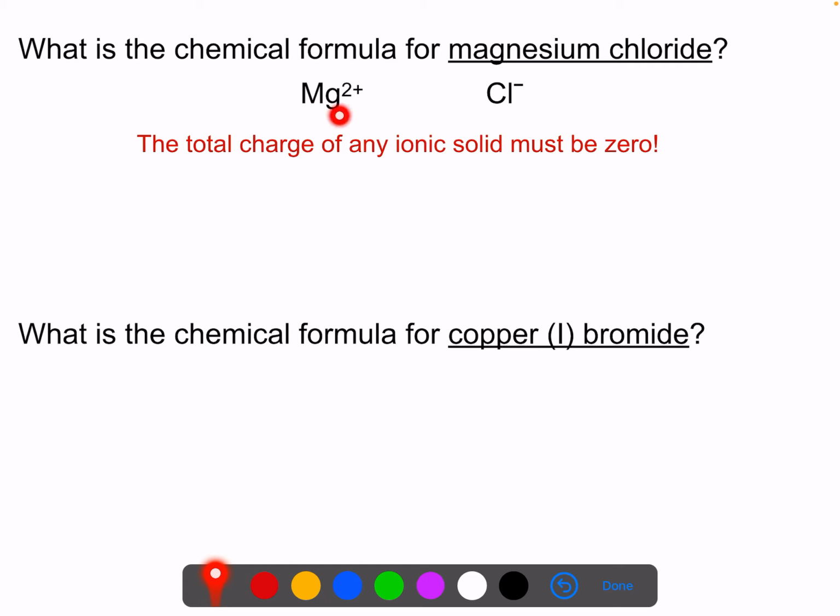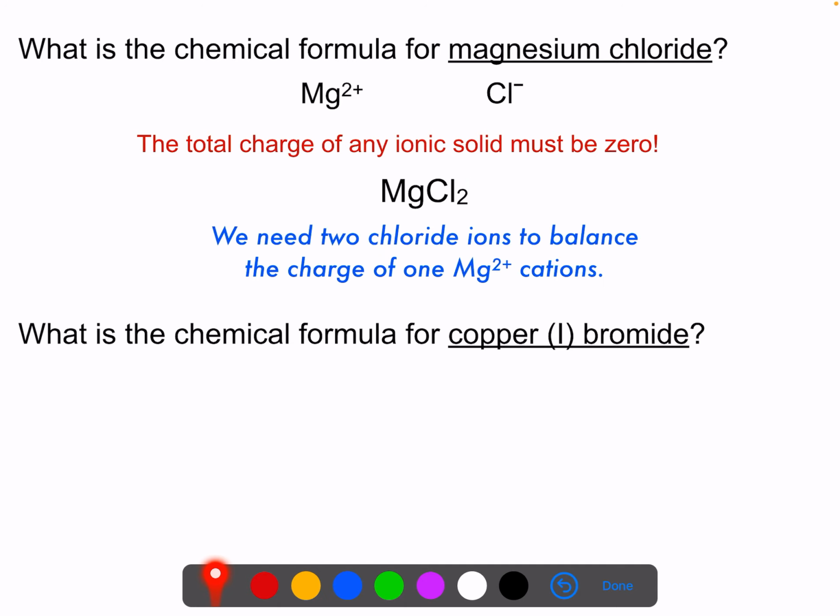So the only way we can get the overall charge of magnesium chloride to be 0 is we need 2 chlorides for every magnesium. And so our overall formula has to be MgCl2. We have a +2 and we have 2 ions that each have a -1 charge to make a total charge of 0. We need 2 chloride ions to balance out the charge of 1 Mg2+ cation. Ionic solids always have a neutral molecular formula.